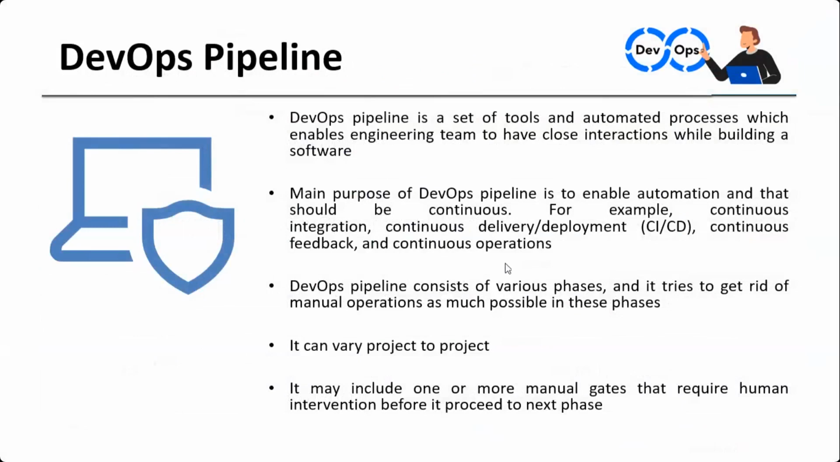Then we have the DevOps pipeline, which is a series of tools and automated processes that facilitate and close collaboration among engineering teams during software development. Its primary goal is to automate the workflow continuously. It covers aspects like continuous integration (CI), continuous delivery or deployment (CD), continuous feedback, and continuous operation.